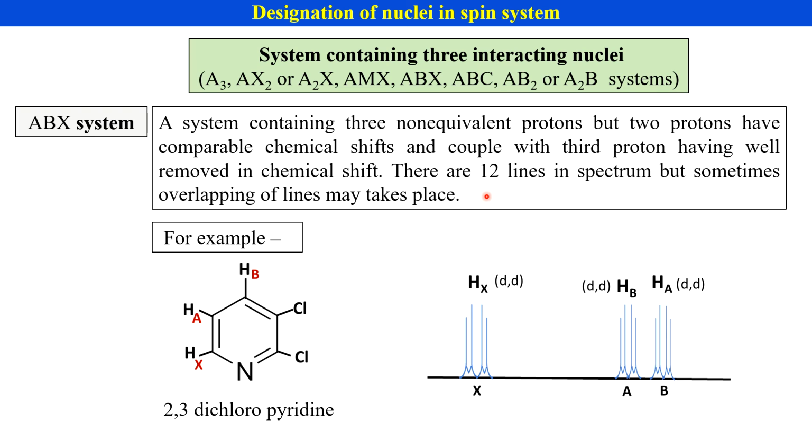Three double doublets are seen in the spectra, but the AB portion may overlap with each other. As their chemical shift values are nearer, they are very close to each other. Sometimes overlapping of signals may take place. For example, 2,3-dichloropyridine. That is the designation: proton A, proton X and proton B. ABX system.